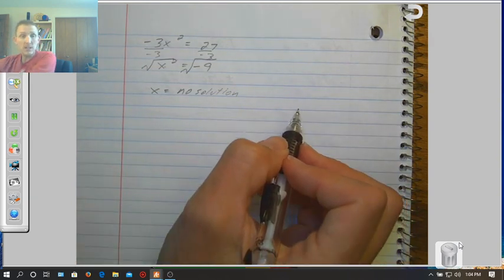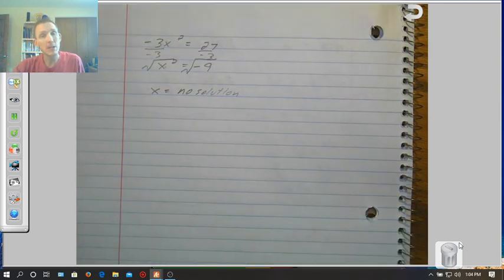So if you are taking the square root of something that is positive, you're going to have two answers. X equals plus or minus the square root of that number. But if you're taking the square root of a negative number, when you're solving for x, you're going to have no solution.